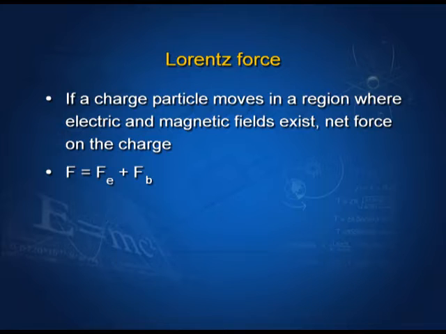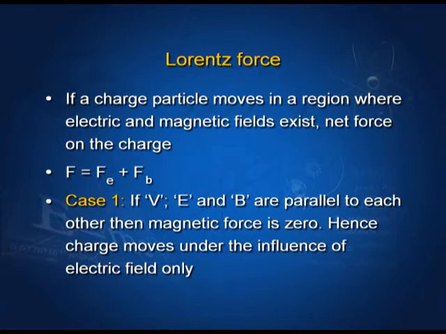So, the net force will be equal to the vector sum of these two forces. The net force F will be equal to Fe plus Fb. Now, there are certain cases. Case number 1: if velocity v, electric field E and the magnetic field B, all three are parallel to each other, then the magnetic force will be 0 because the magnetic force F equals Q into V cross B. Hence, the charge moves only under the influence of the electric field.